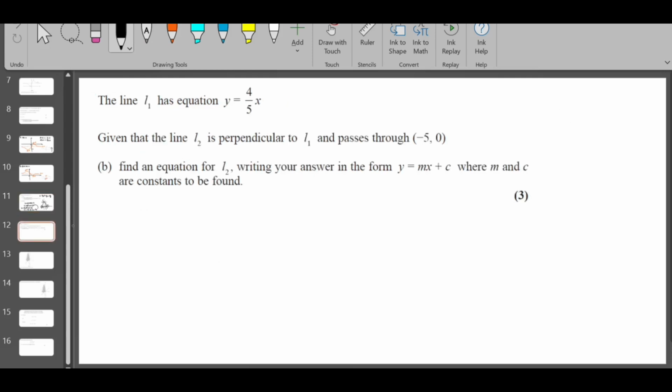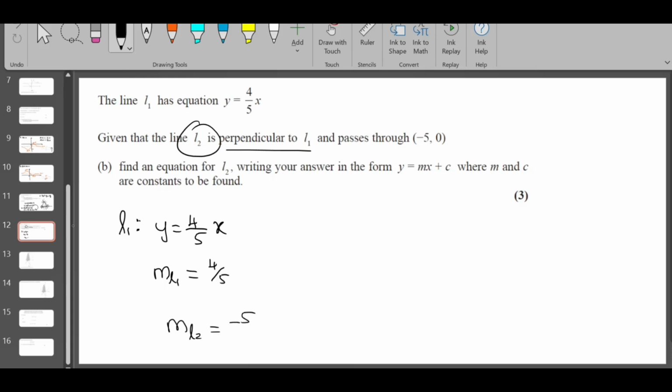Okay, question B. The line L1 has equation y is equal to 4 over 5 x. So the slope of L1 is 4 over 5. L2 is perpendicular to L1. The slope of L2 will be the negative reciprocal of L1, right? You flip the fraction and change the sign.